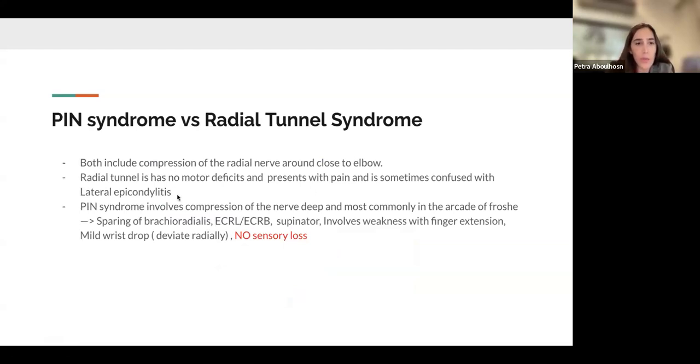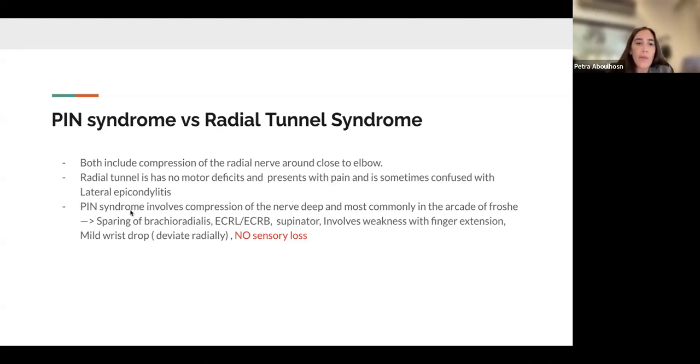So that's why it's very confused with lateral epicondylitis. It has no motor deficits and it's mainly pain in that area. When we talk about PIN syndrome, it involves the compression of the nerve deep into the radial tunnel, most commonly in the arcade of Frosch. It could be compressed by other structures as well.